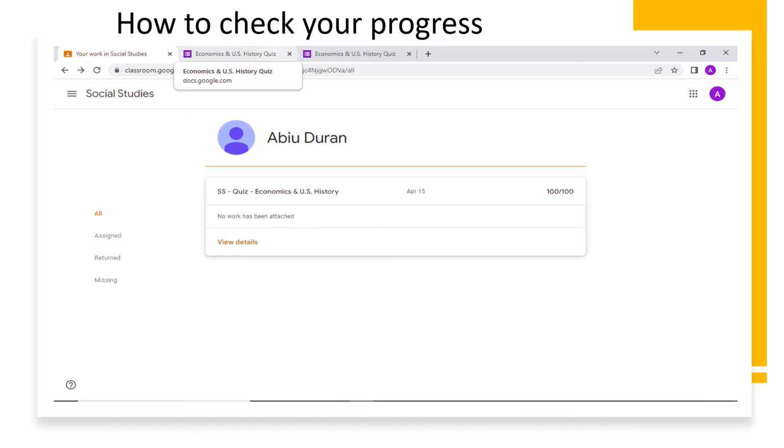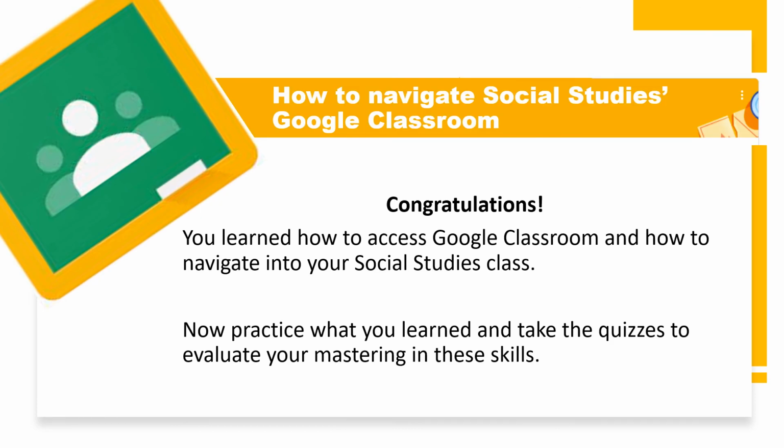Your instructor will receive the assignment and will proceed to grade it. Once graded, you can go back to your work screen and you will be able to see the grade for the assignment or quiz. With this, we complete the training video on how to navigate Social Studies Google Classroom. I hope this video has helped you learn the skills on how to access Google Classroom and how to navigate into your Social Studies class.